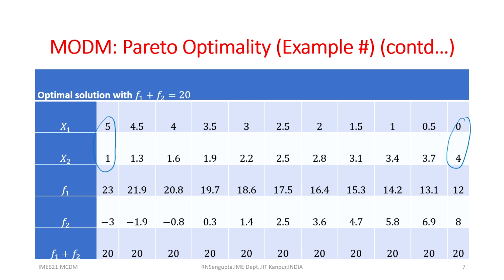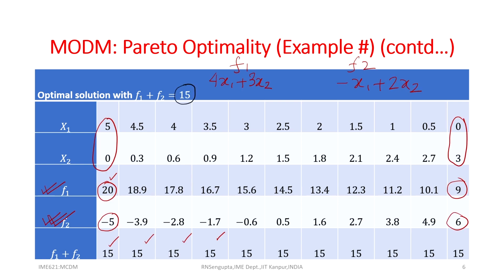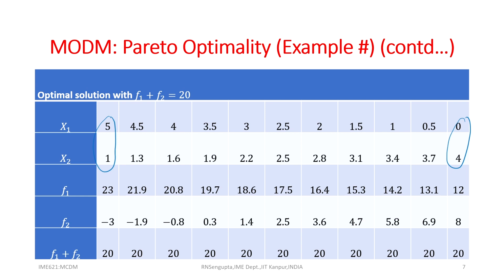So, if I consider the points of 5 1 and 0 4 for the function form of 4 x 1 plus 3 x 2, so f 1, this is not coming up, okay, let me write it down, 4 x 1 plus 3 x 2, and f 2 function is minus x 1 plus x 2. So, for these values let us proceed similarly.